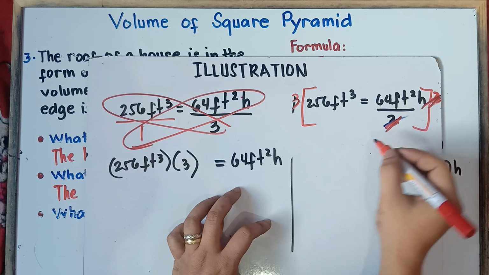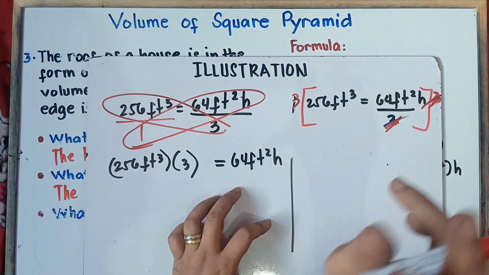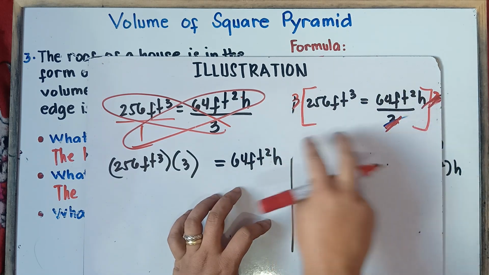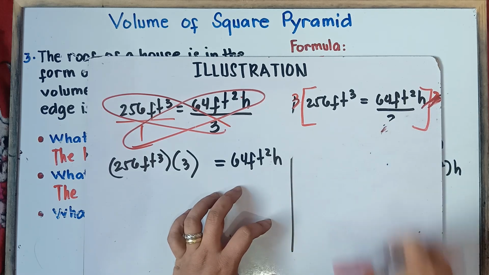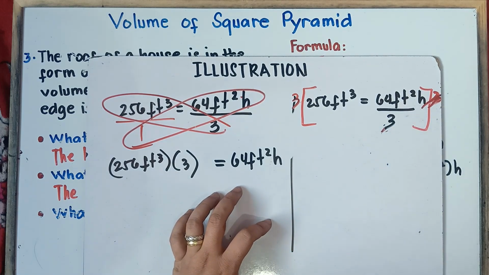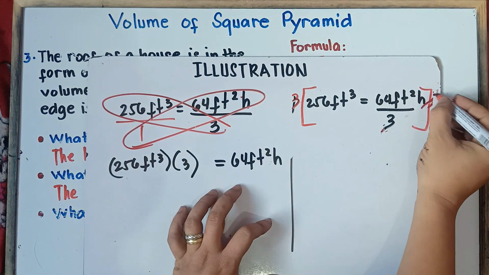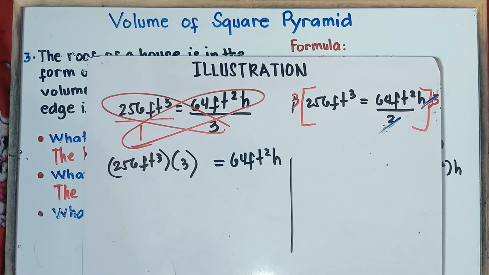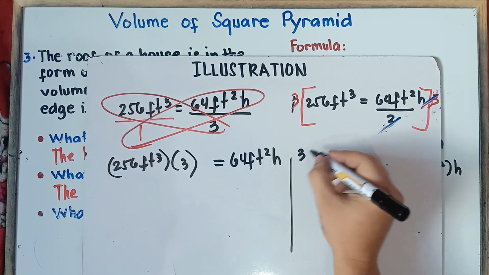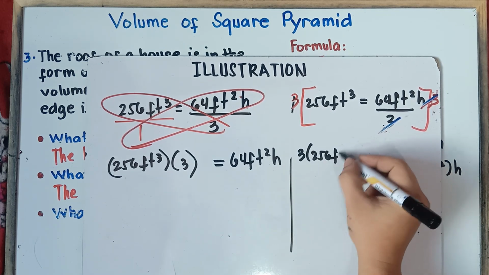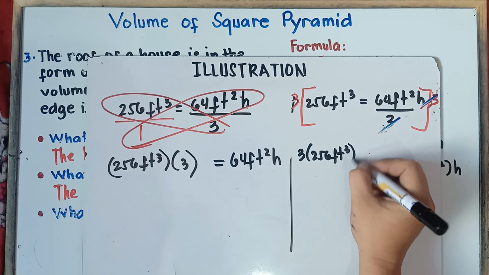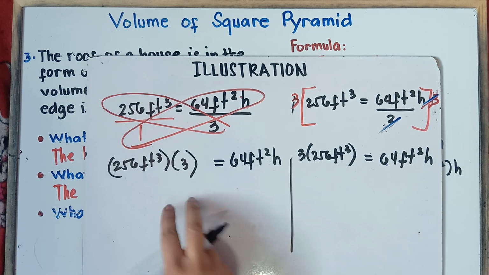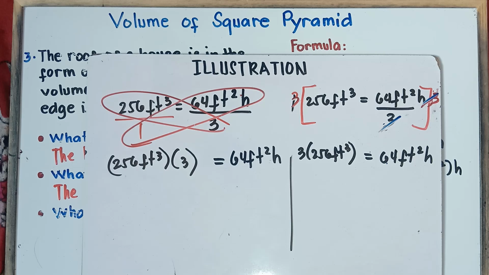Cancel this out and then simply multiply this one by 3. If you multiply 3 on the right, you also do that on the left side to make the equation balance. So multiply by 3. Second solution, multiply by 3. And then cancel this out, and then simply multiply this one. So this will be 3 times 256 cubic feet equals, copy this one, 64 feet square, then h. So you will have the same answer, class.